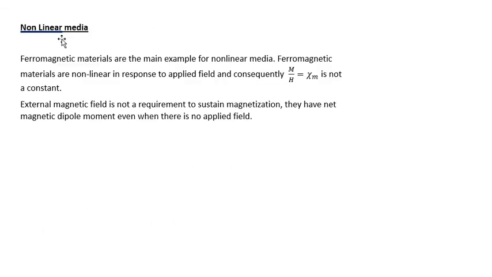Now nonlinear media. Ferromagnetic materials are the main example of nonlinear media. Ferromagnetic materials are nonlinear in response to the applied magnetic field, and consequently M by H, that is, the magnetization divided by the auxiliary field, is not a constant in the case of nonlinear media. Therefore an external magnetic field is not required to sustain magnetization. That is, they have a net magnetic dipole moment even when there is no applied field.